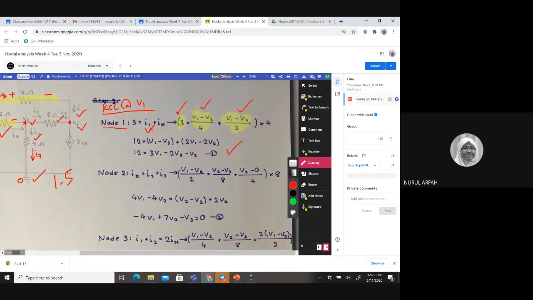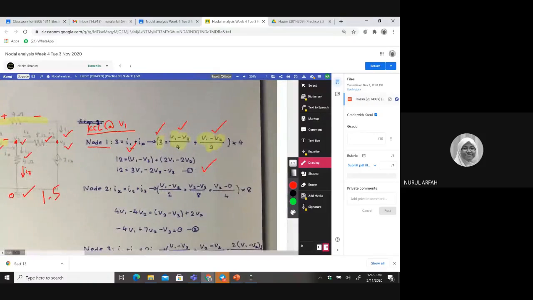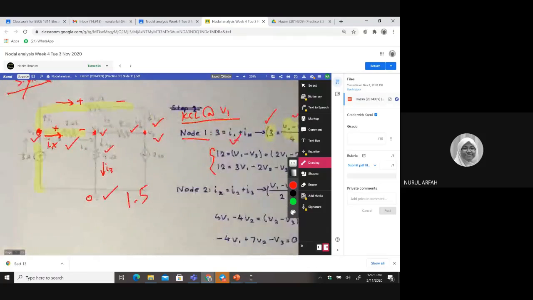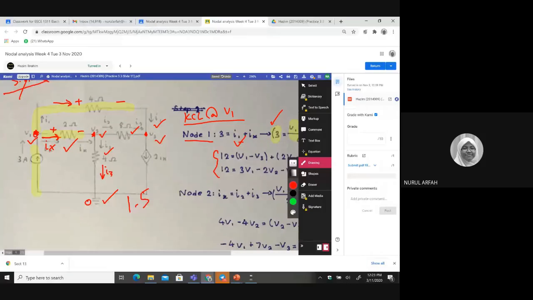I'm not sure the answer is correct or not, I just mark. Usually in my marking, I will check your equation here. If you give me the correct answer, then I will give you 1.5 straight away. I will not look at this part because sometimes students make mistakes here. Okay. Next, you have node number 2. Any questions so far?